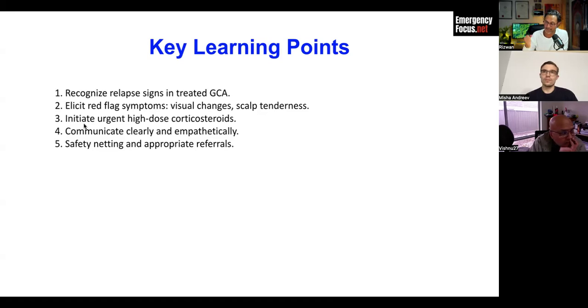What it means, linking the information: high-dose corticosteroids, and clearly communicating to the patient that I need to admit you to the hospital. That you need to be admitted under the immunologist, and this is how we're going to treat you and monitor you.